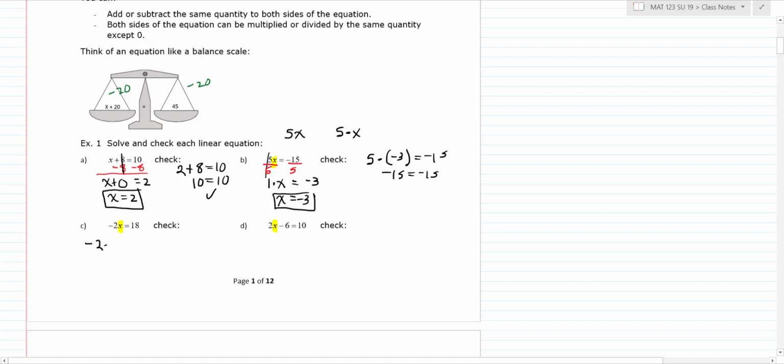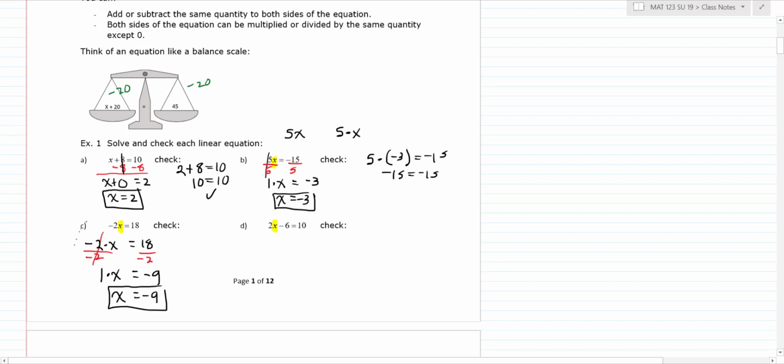So what we have is negative 2 times x equals 18. On this, again, the undoing operation of multiplication is division. So we do this. That wipes that out. Technically, when you divide any number by itself, you get 1. So we have 1 times x. 18 divided by negative 2 is negative 9. And 1 times any number is itself, so that's your answer.